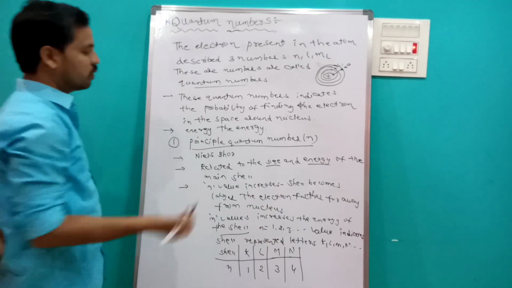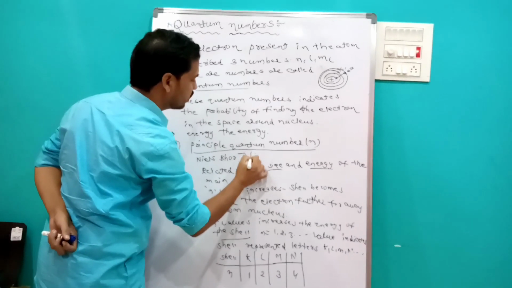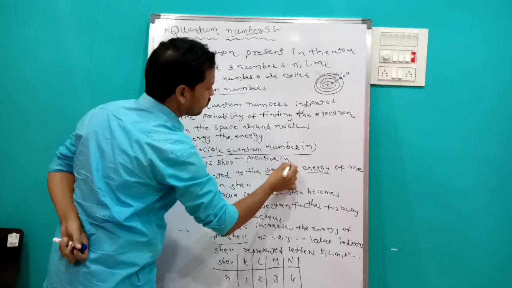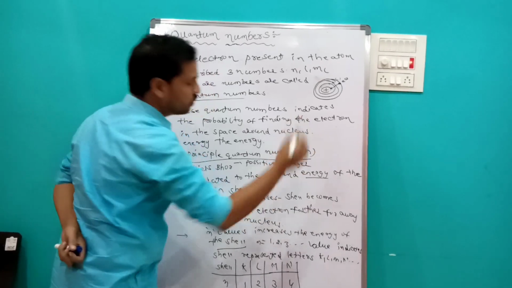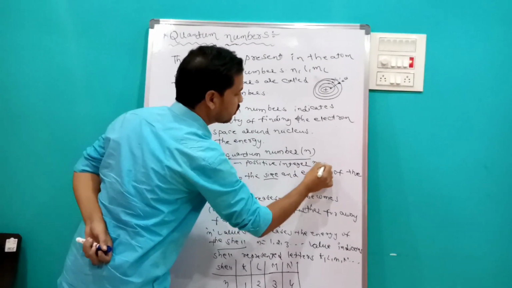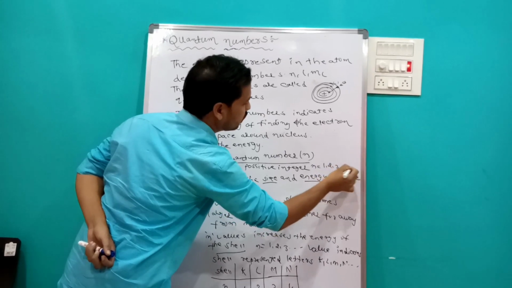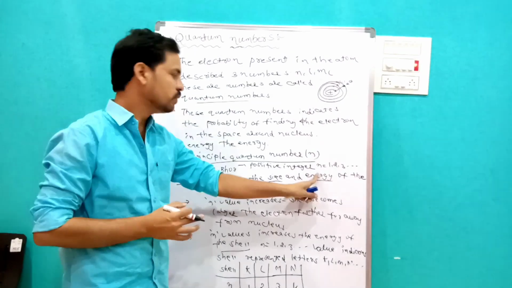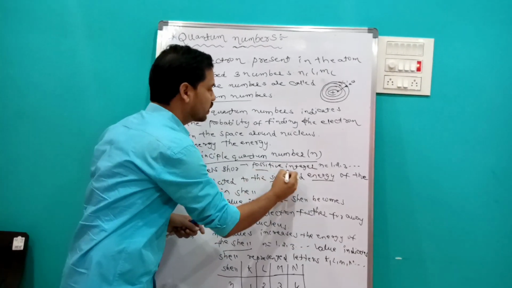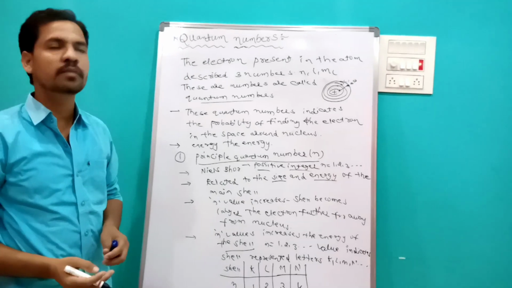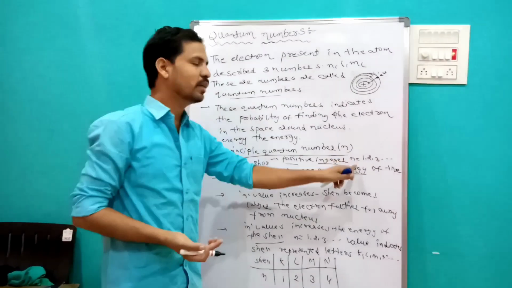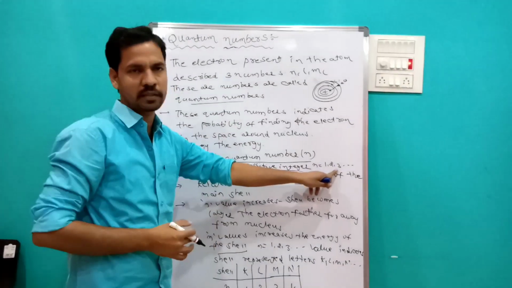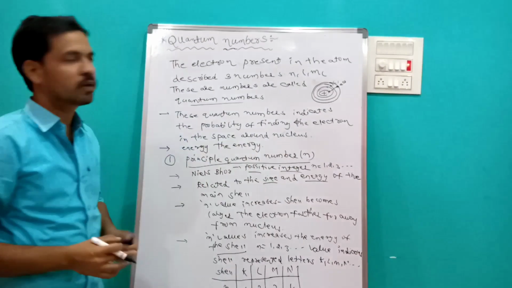The principal quantum number has which type of value? It has positive integer values. Positive integer value means n is equal to 1, 2, 3 and so on. n is not equal to 0. That's why the n values are called positive integer values. What is the meaning of positive integer value? It means n is not equal to 0, so it is 1, 2, 3, etc. These are the information provided by the quantum numbers.